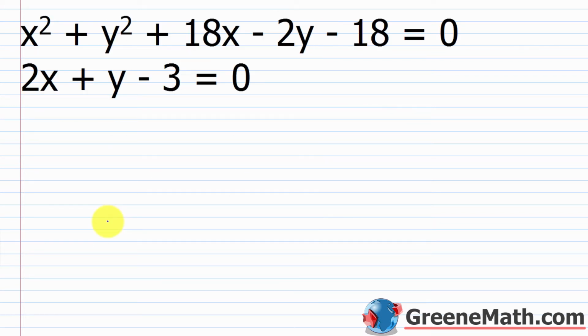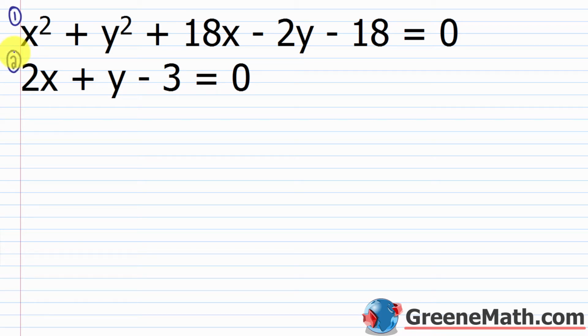All right, for the next example, we'll see the exact same concept. We have a second degree equation and a linear equation. So we have x squared plus y squared plus 18x minus 2y minus 18 equals 0. We have 2x plus y minus 3 equals 0. So this is equation 1 and this is equation 2.